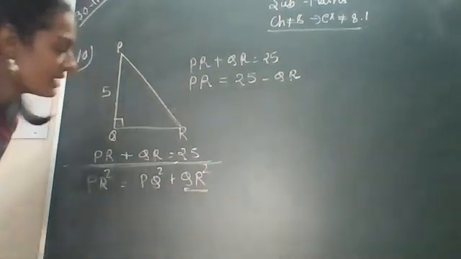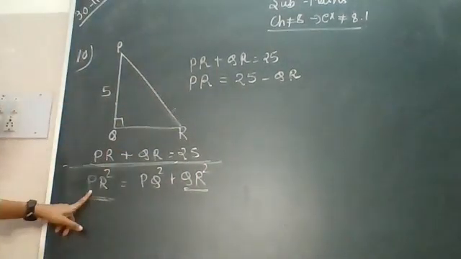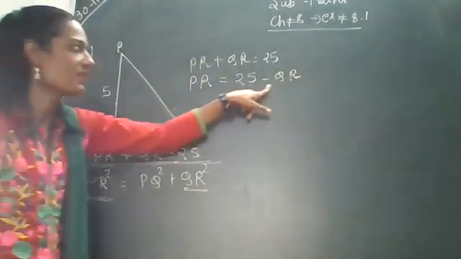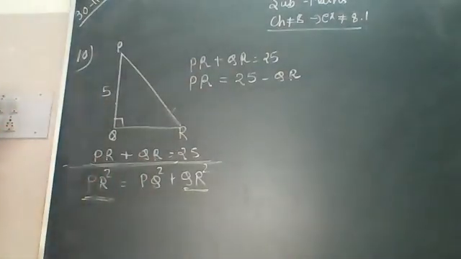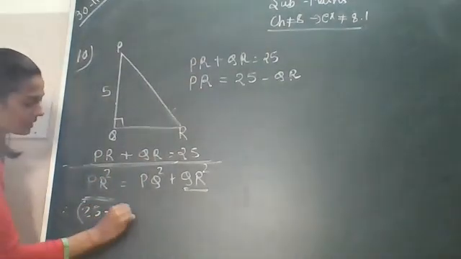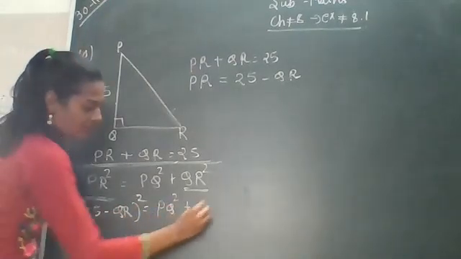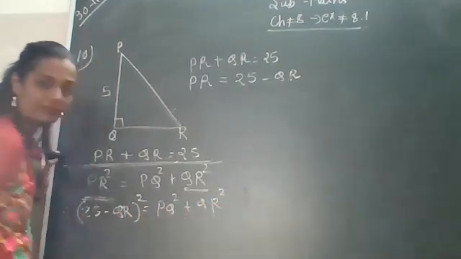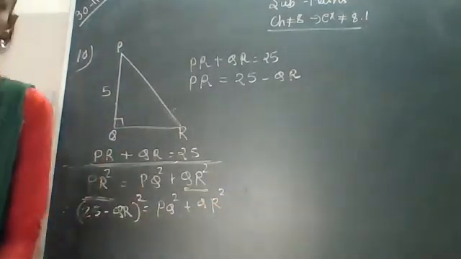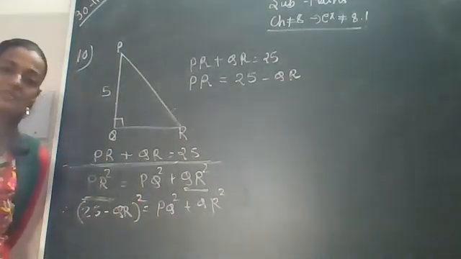Yes. So now we are putting the value of PR here. PR square, instead of PR we are putting this 25 minus QR. Right? So what will become? 25 minus QR whole square is equal to PQ square plus QR square. Okay. Now it is (A minus B) square, so what will become? A square minus 2AB plus B square, right?